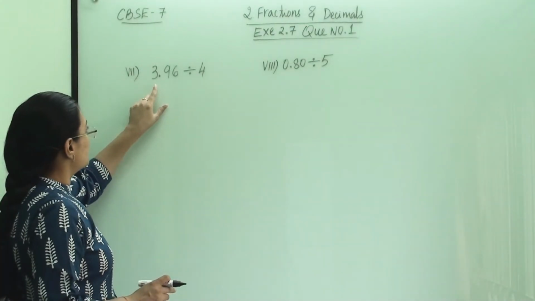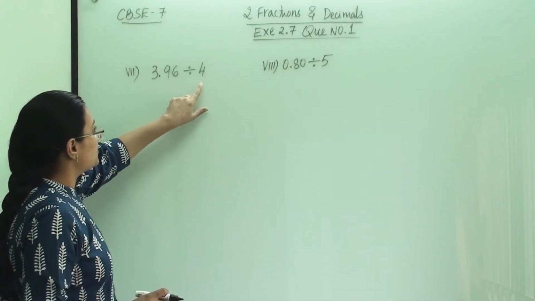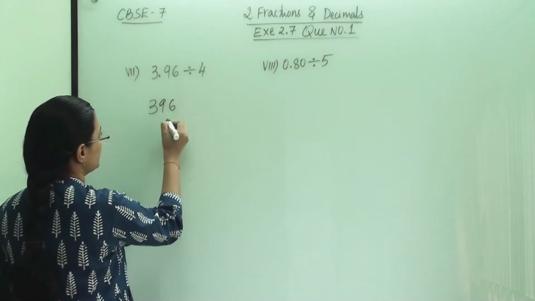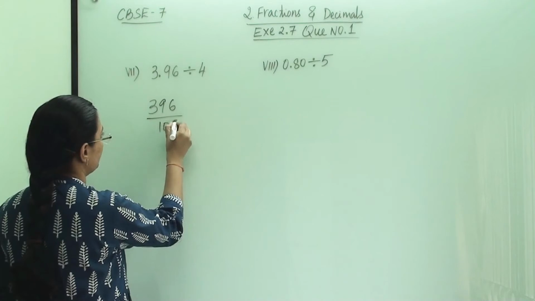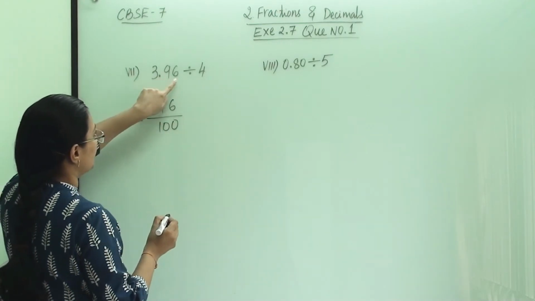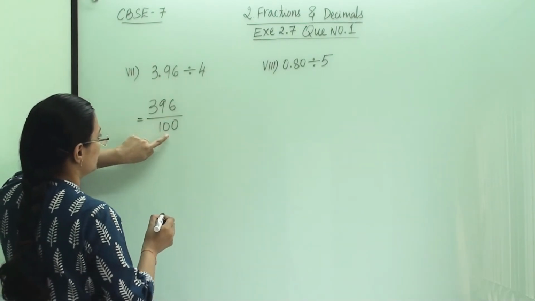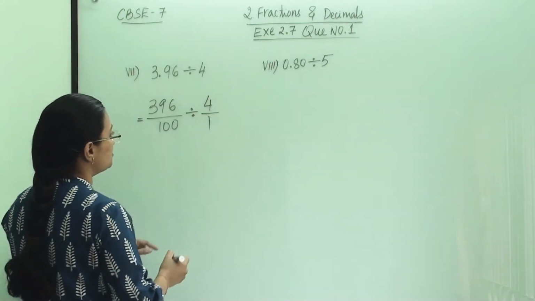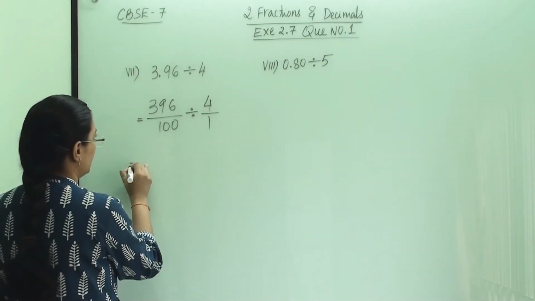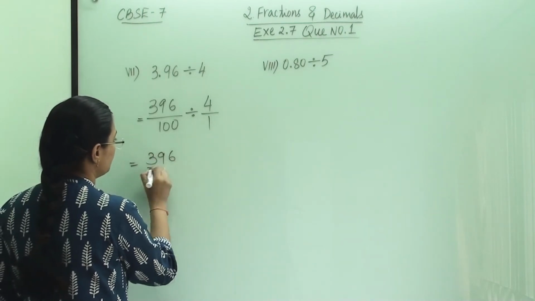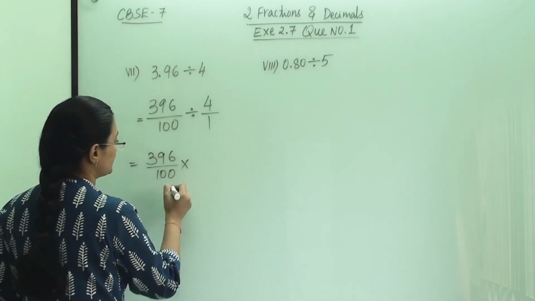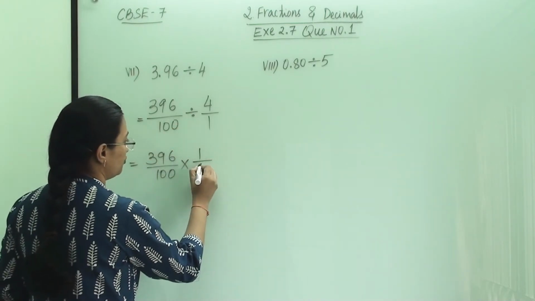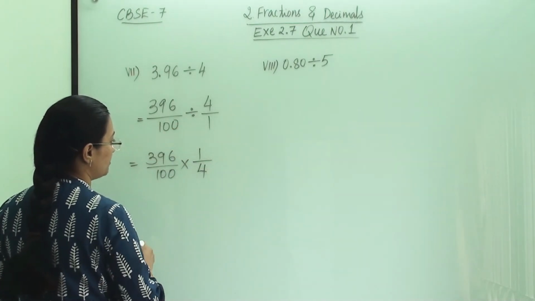Seventh numerical is 3.96 in division 4 is there. So here 396 in division 100, because after decimal point there are two numbers, so in denominator 100. In division 4, so in whole numbers denominator 1 will be there. Now we are converting this division sign into multiplication sign, and this second fraction we are taking reciprocal. So 4 by 1 will become 1 divided by 4.